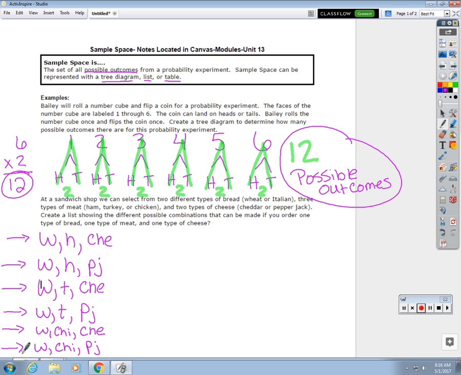Now we're going to do the same thing with our Italian bread, which I'll put an I. So we can get Italian bread with ham and cheddar cheese. We could order Italian bread with ham and pepper jack cheese.